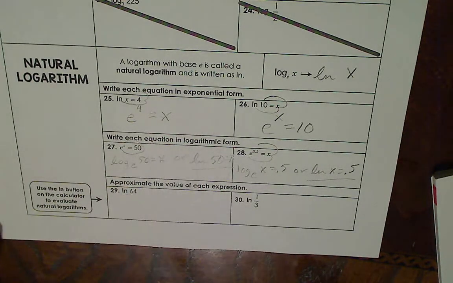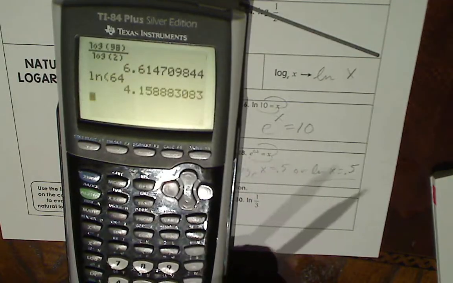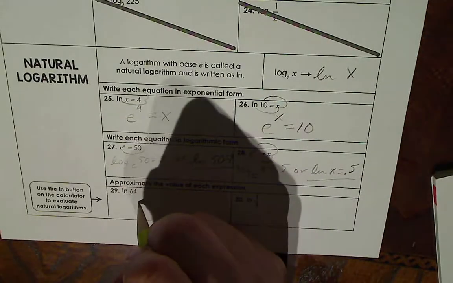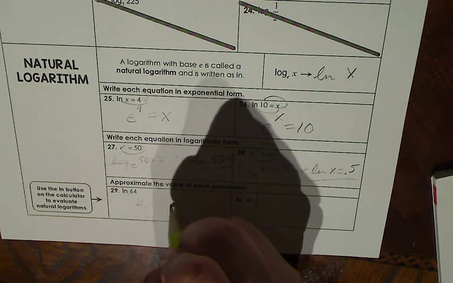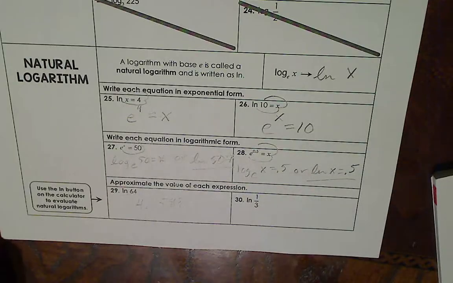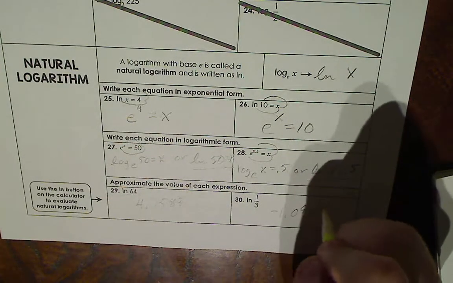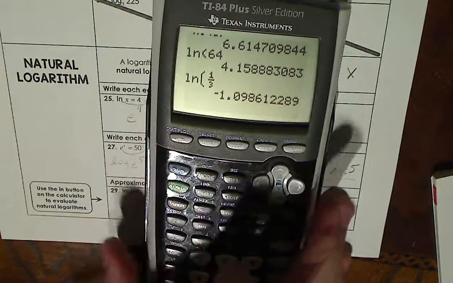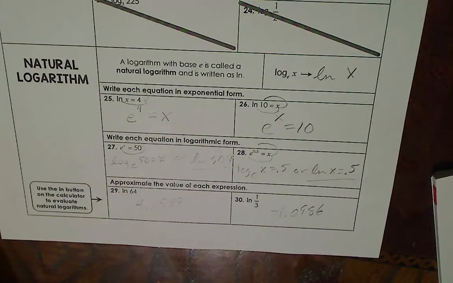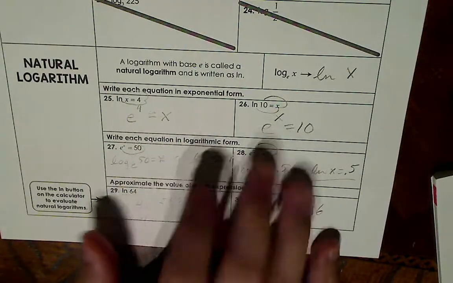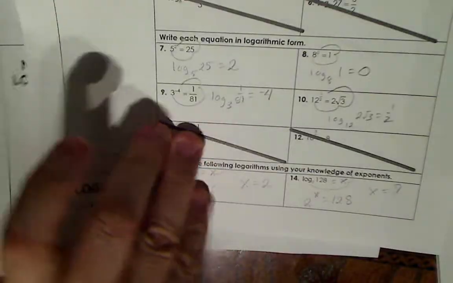Approximate natural log of 64. So again, ln, natural log, 64. It's roughly 4.1589. Ln of 1/3 is approximately negative 1.0986. Okay, just showing you what I'm doing on my calculator. And that's that. That's a conversion. Those are the different change of base properties. And again, we'll use these later on to actually solve equations, but I just want to start giving you the ideas of how to use them.